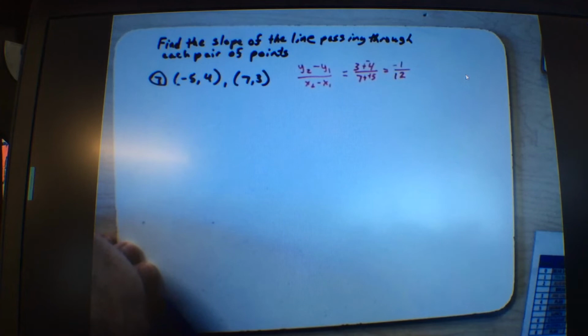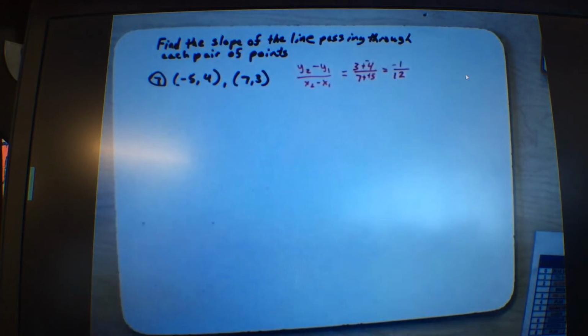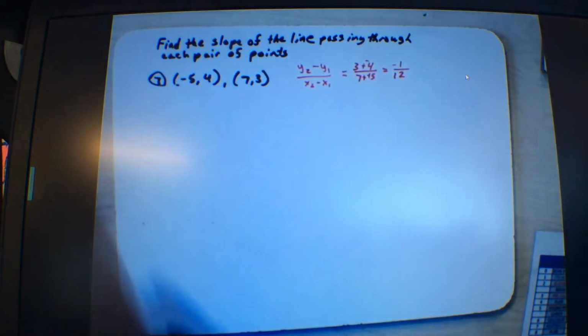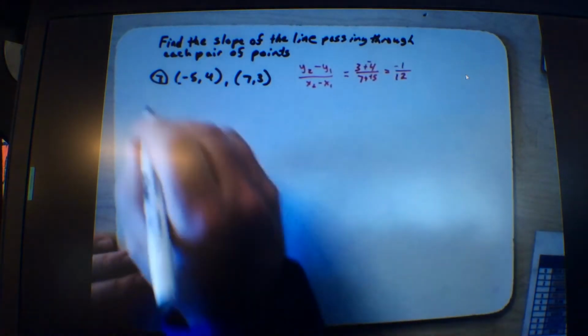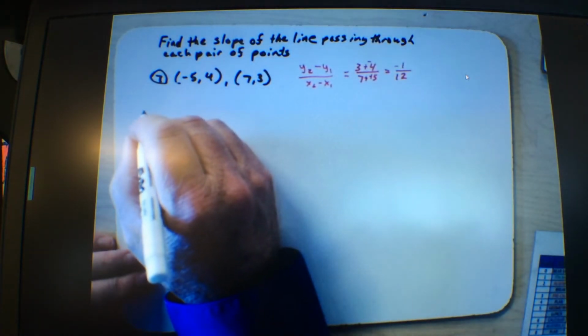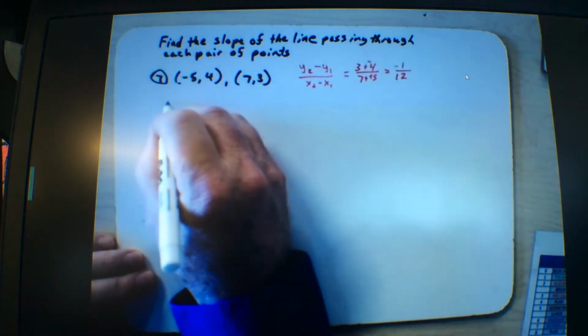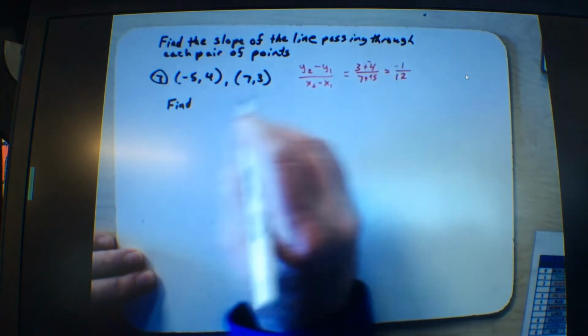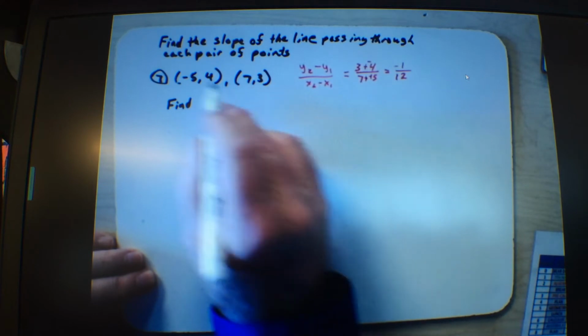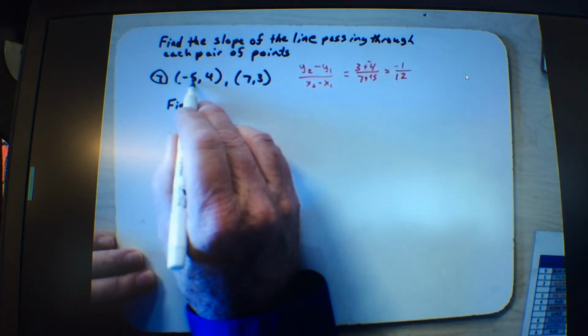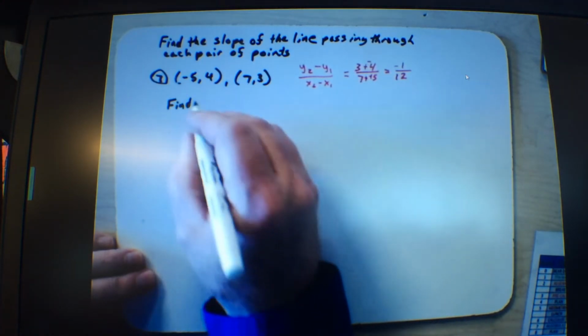Do you understand that? Okay? All right. Why wouldn't you take 4 minus 3? You could take 4 minus 3, but then you'd have to take a negative 5 minus 7. Okay.